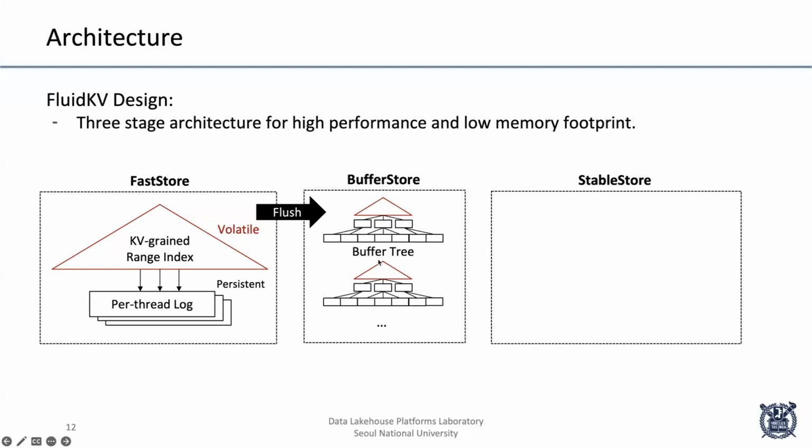So the buffer store here in the middle is an adjustable stage. They say that it enables a seamless flow between the two layers, and it converts the key value grain indexes of fast store into small sorted block grain indexes. And they will merge these sorted block indexes into stable store later. So pretty much they're flushing this fast store into a buffer tree. And then once they reach a threshold of buffer trees, it's going to be merged here.